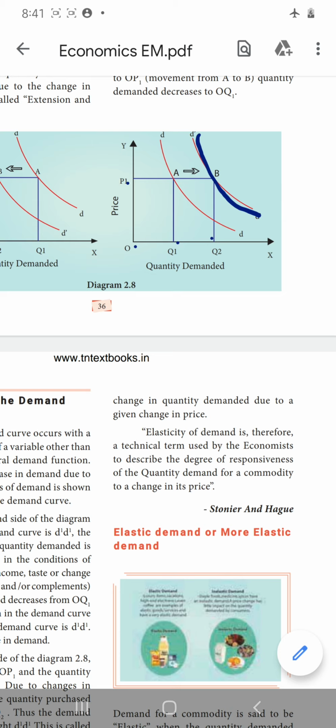Otherwise, due to climate you may be buying the product less or more. For example, during the summer season, even if the price is higher, you will buy more ice cream, isn't it? But with the price the same, during the winter season you are buying less. That means other than price, some other things also affect the demand. Thank you, children.